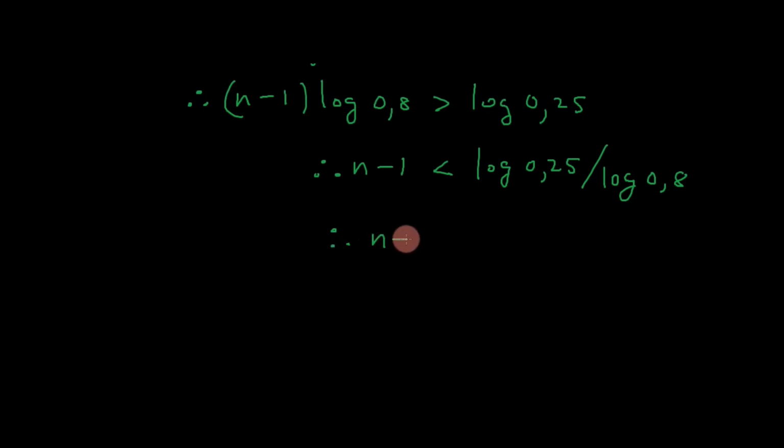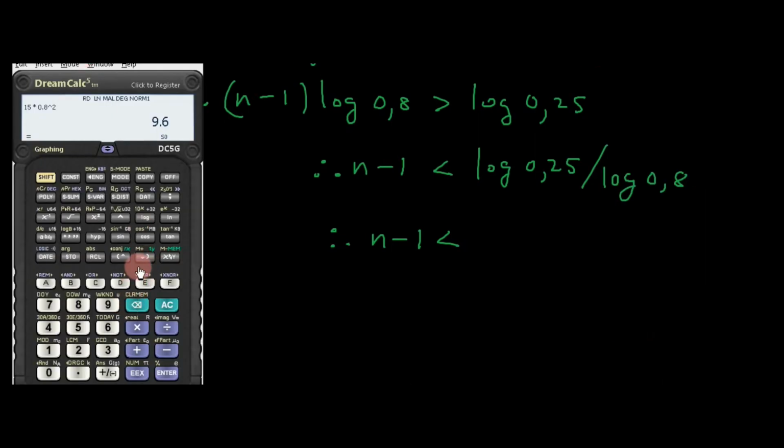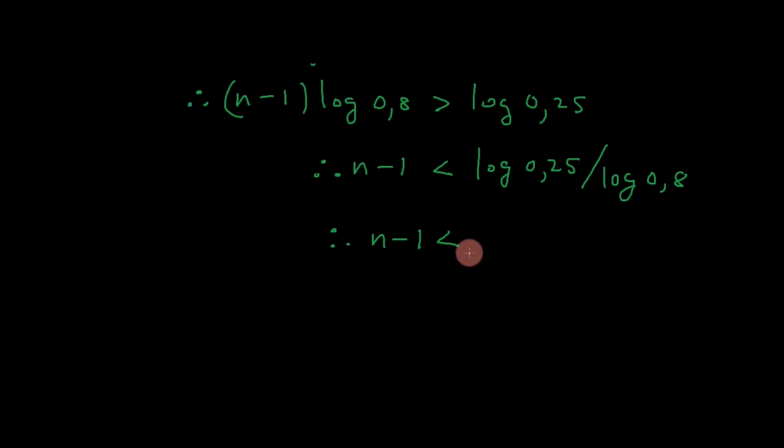Now we can do this on a calculator. So it's the log of 0.25 divided by the log of 0.8. And we see that it comes to 6,21 to 2 decimal places. So 6,21. And then solving for n, n will be less than 7,21.